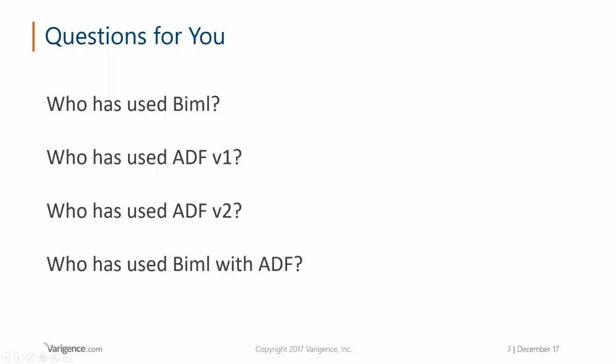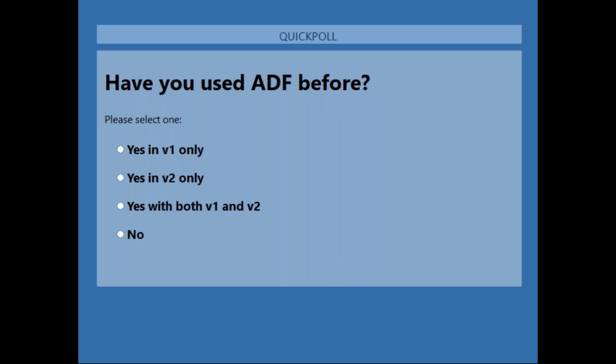The answers are: yes, but just in V1; yes in V2 with the preview; yes in both V1 and V2; or no, not at all. Okay, so it looks like we've got about half of the room, as the numbers are rolling in, saying not at all, about a third of the room saying yes in V1, about 9 to 10% of the people who used it in both V1 and the V2 public preview, and 6% who were yes in V2 only.